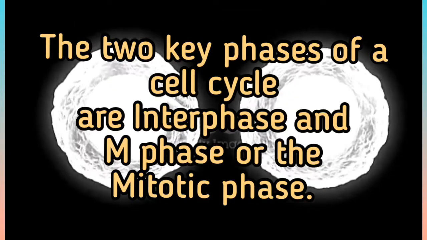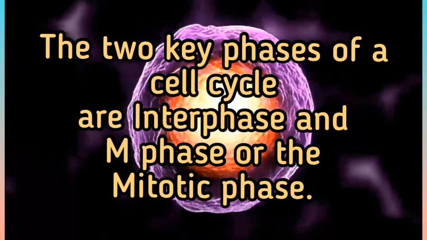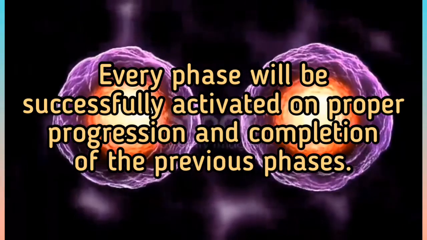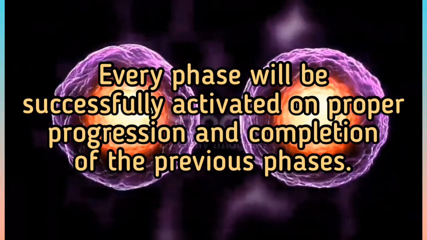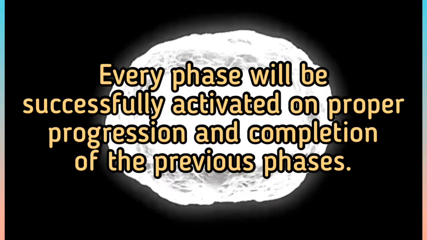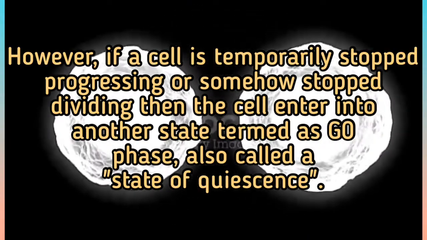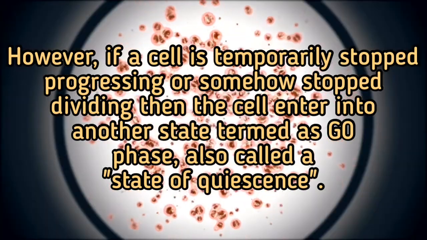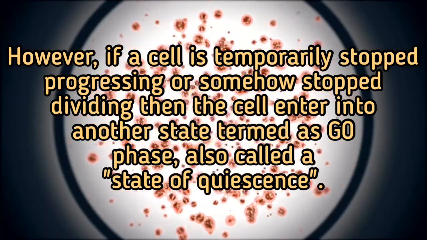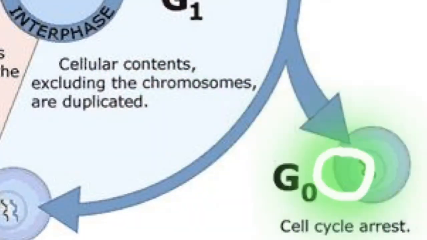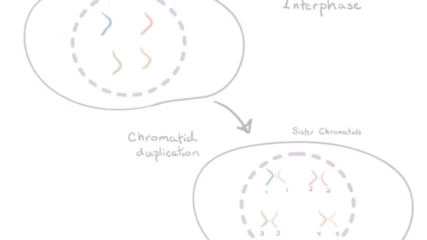The two key phases of cell cycle are interphase and M phase, or the mitotic phase. Every phase will be successfully activated on proper progression and completion of the previous phases. However, if a cell temporarily stops progressing or somehow stops dividing, then the cell enters into another state termed G0 phase, also called a state of quiescence.